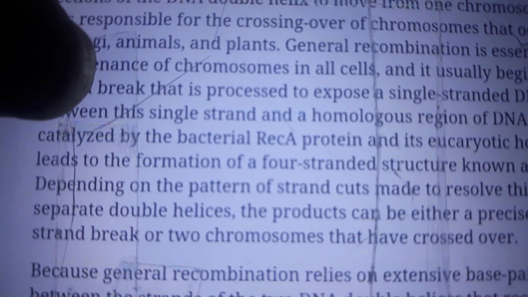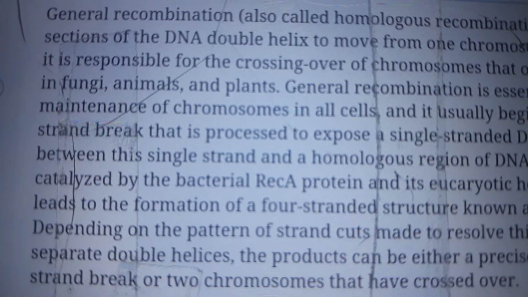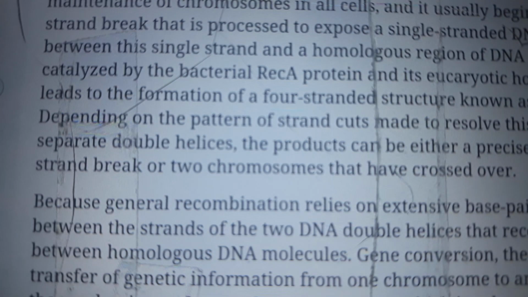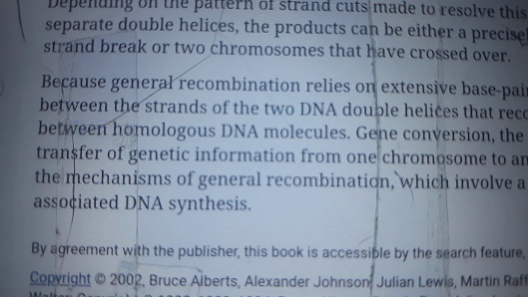And a summary: general recombination, also called homologous recombination, allows large sections of the DNA double helix to move from one chromosome to another. It is responsible for the crossing over of chromosomes that occurs during meiosis in fungi, animals, and plants. General recombination is essential for the maintenance of chromosomes in all cells, and it usually begins with a double strand break that is processed to expose a single strand of DNA end. Synapsis between the single strand and a homologous region of DNA double helix is catalyzed by the bacterial RecA protein and its eukaryotic homologs, and it often leads to the formation of a four-stranded DNA structure known as a Holliday junction.